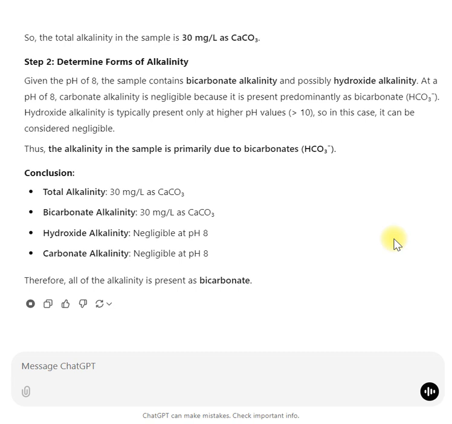Conclusion: total alkalinity, 30 milligrams per liter as CaCO3. Bicarbonate alkalinity, 30 milligrams per liter as CaCO3. Hydroxide alkalinity negligible at pH 8. Carbonate alkalinity negligible at pH 8. Therefore, all of the alkalinity is present as bicarbonate.